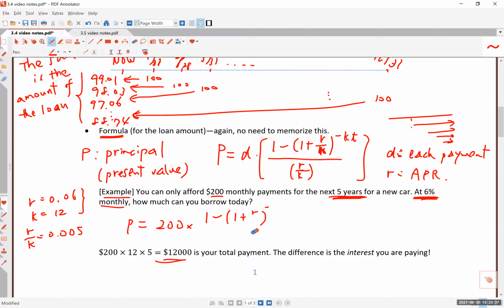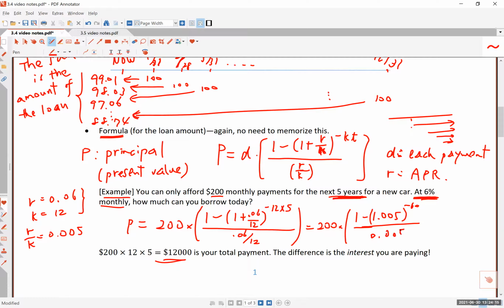minus, in fact, let's go ahead and write this down, because you are given the numbers. Why not use these numbers? So this is 0.06 divided by 12, and then you raise it to the negative 12 times 5. That's negative 60th power. And then you divide it by this number, 0.005 again. Maybe I can rewrite this to make it a little simpler: 1 minus 1.005 to the negative 60th power, all over 0.005. I will show you how to do this on the calculator.